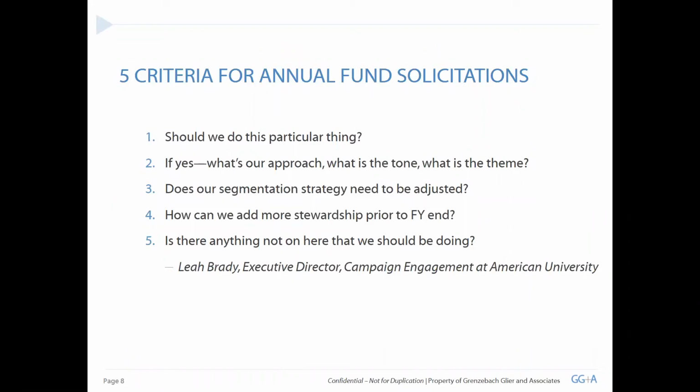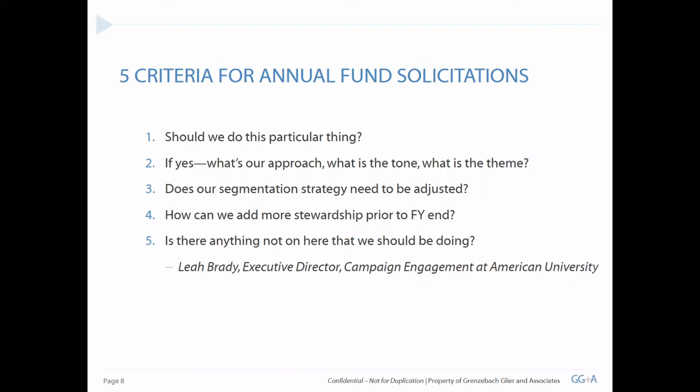If yes, what's our approach? So what's the tone? What's the theme? This is something we'll hear our guests inspire us with here today. Does our segmentation strategy need to be adjusted? This is critical to reach our goal with this appeal. What do we ultimately need to consider about our audience? Has anything changed? Do we need to update our perceptions on the core audience we're trying to reach?